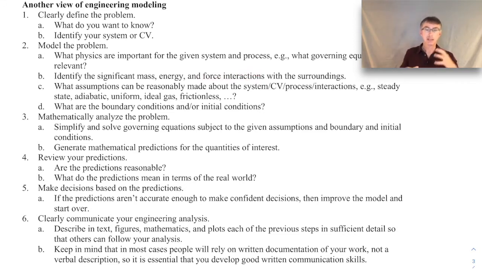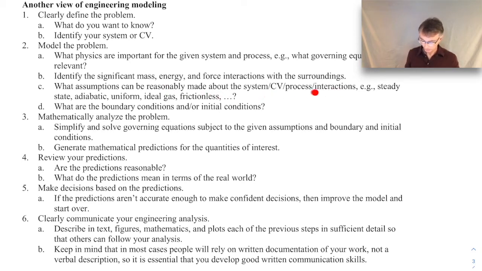Then once we've identified our system, the relevant force and energy interactions, and what governing equations are important, what we do is we need to make assumptions to simplify those governing equations, right? So if we have the first law of thermodynamics, we need to apply that first law of thermodynamics to our particular system. And that's where some assumptions come into play. And so that's what I've written here.